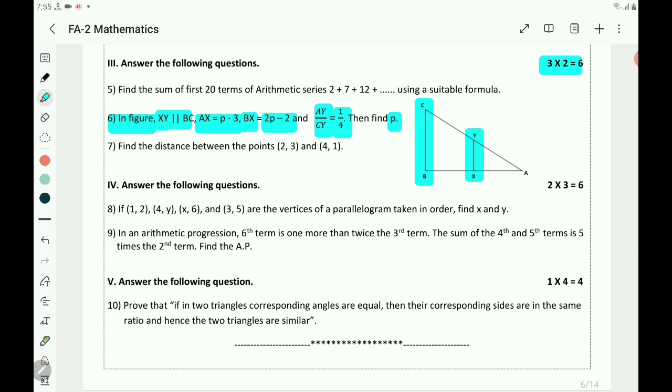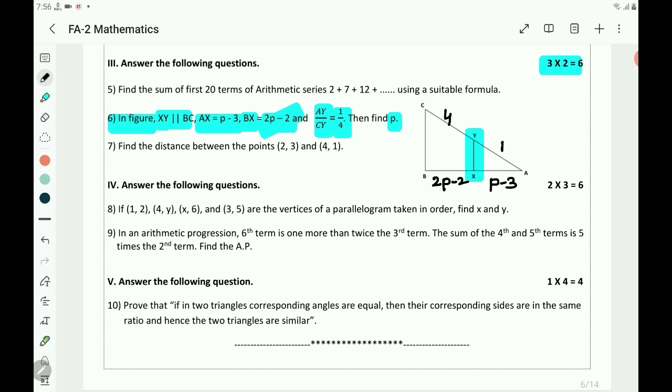Then the AX is given P minus 3 and BX is given 2P minus 2. Here AX is P minus 3 and BX is 2P minus 2. Draw the figure and you note it down. And it is given that AY by CY is equal to 1 by 4. AY and CY are in the ratio 1 by 4.